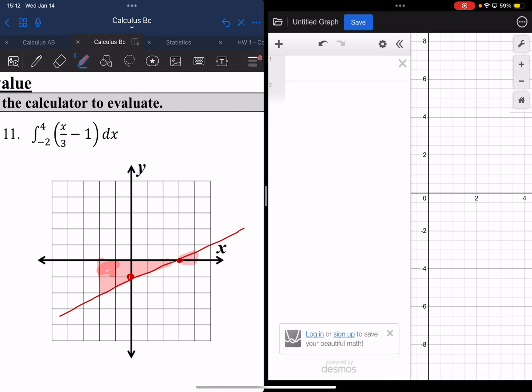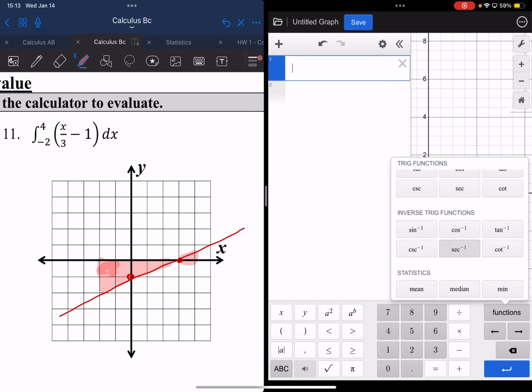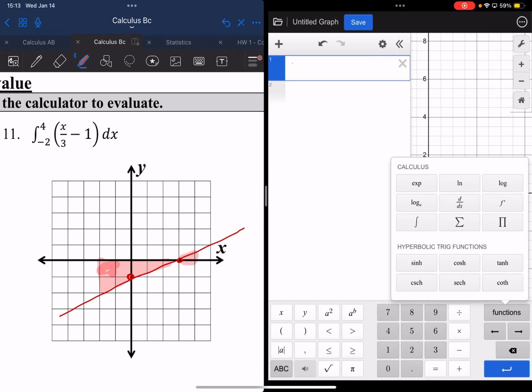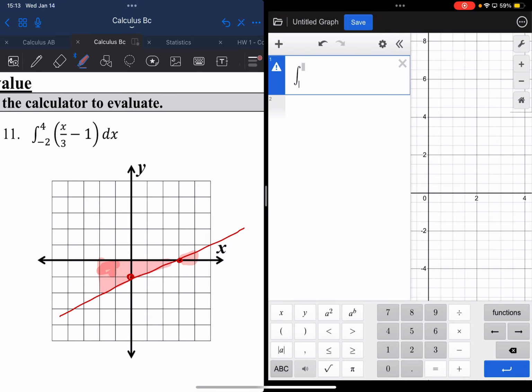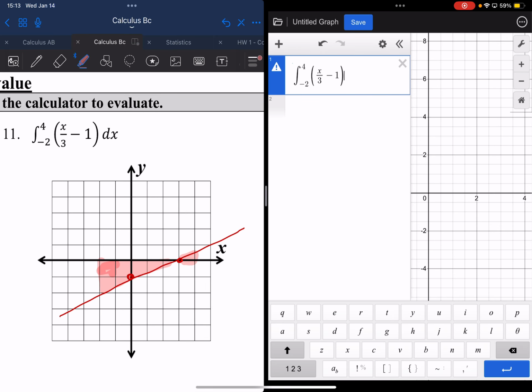Then I go back to Desmos, go to functions, scroll down to calculus, click on the integral, and do from -2 to 4. And then my function, x divided by 3, minus 1, and then dx. And what's my answer? -4. So this actually gave me an answer that was exact, meaning I probably could have calculated this based on the area of those two triangles on my graph.